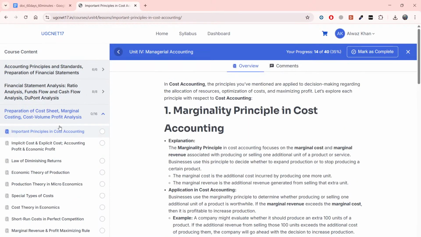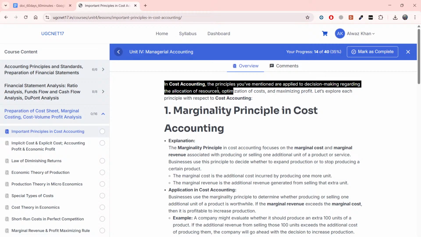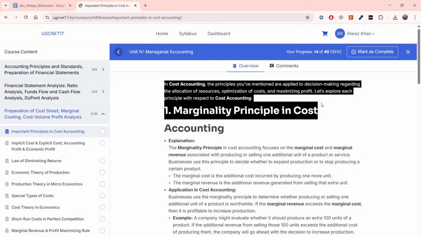So now we have come up to the third section: preparation of cost sheet, marginal costing and cost volume profit analysis. This is what we'll be doing for today. So let's get started. In cost accounting, the principles we have mentioned are applied to decision making regarding the allocation of resources, optimization and maximum. Let's explore.